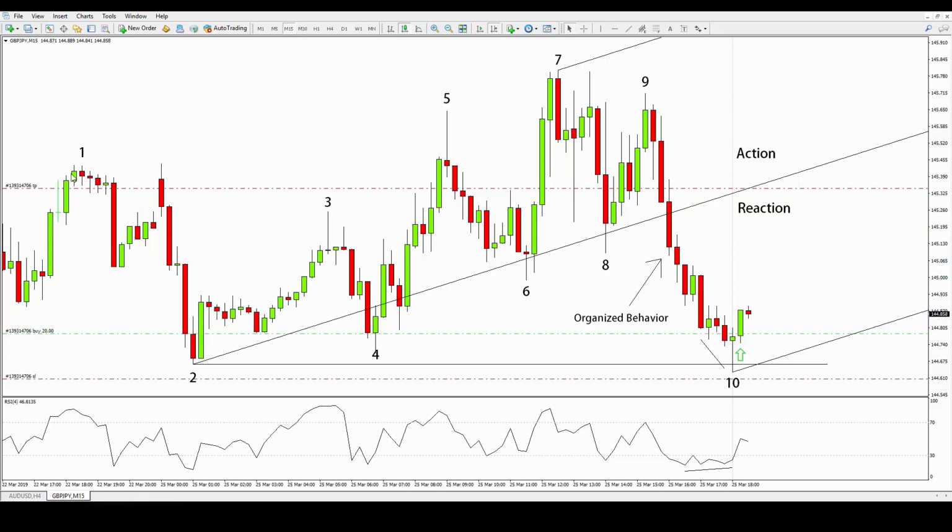Number 1 to number 2 is a major vector down, number 2 to number 7 is a major vector upward, and number 7 to number 10 is another major vector down. Everything inside these three major vectors can be considered part of the minor flow of this market.